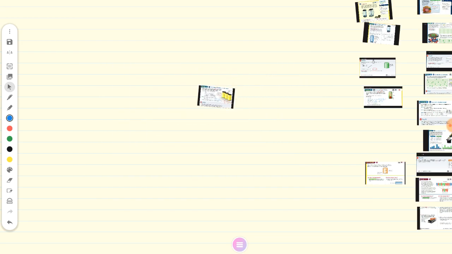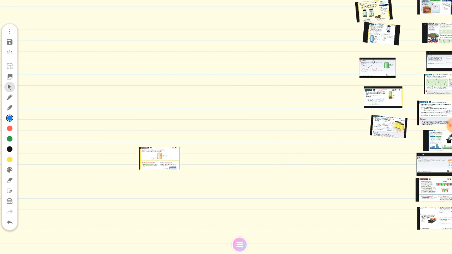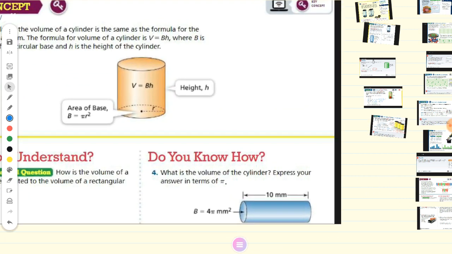Let's take another exercise to solve. He can give you one like this, number 4. What is the volume of the cylinder? Express your answer in terms of pi. For the volume of the cylinder, he gave me the base area equal to 4 pi, so this is B.